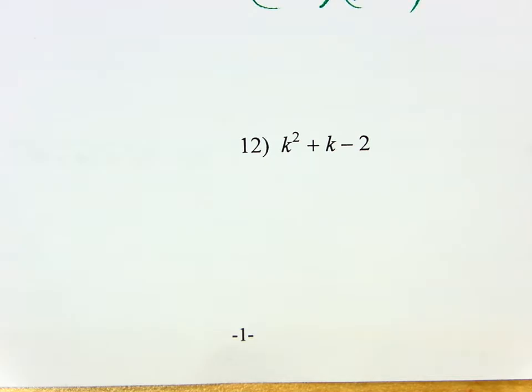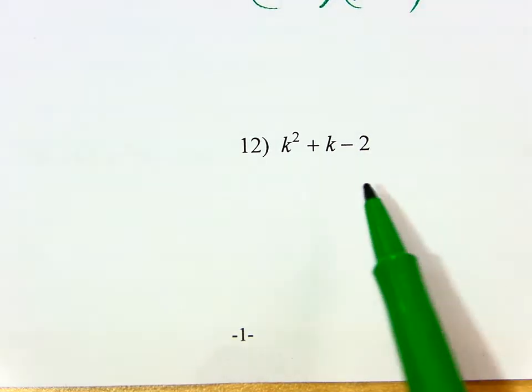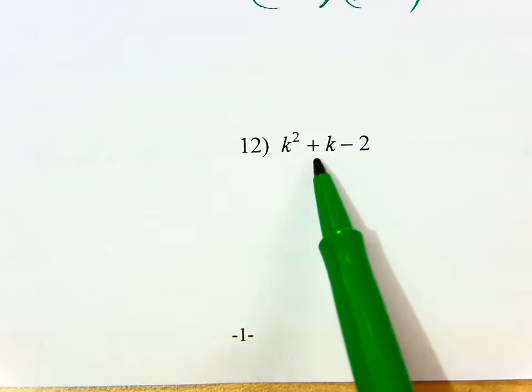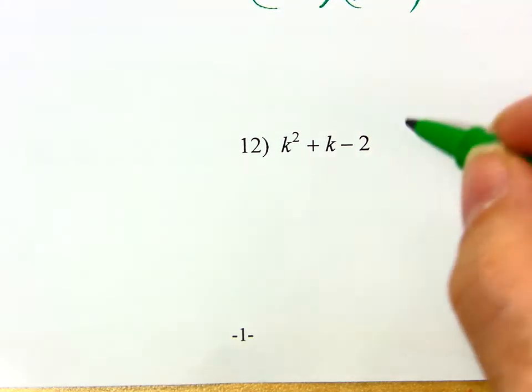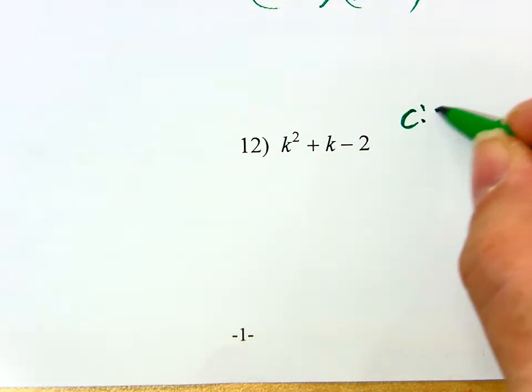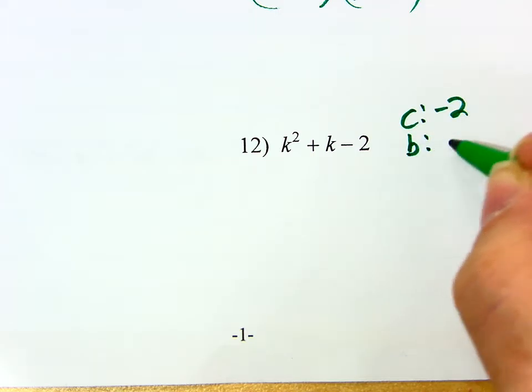You got it? All right. So this is following the same path. A is 1, right? So all I have to do is look at c and find factors that add to be b. What's c in this case? Negative 2. What's b? 1.